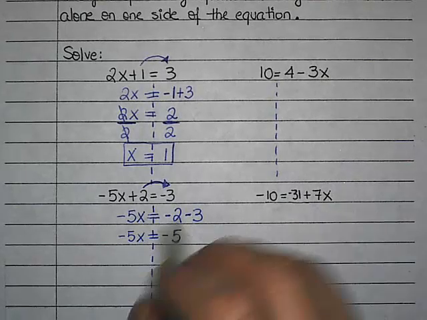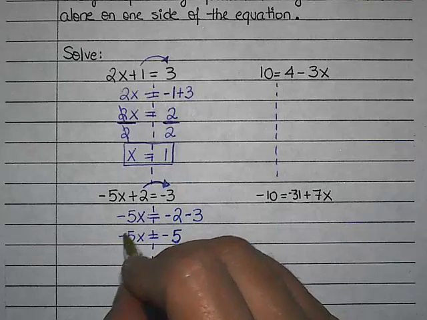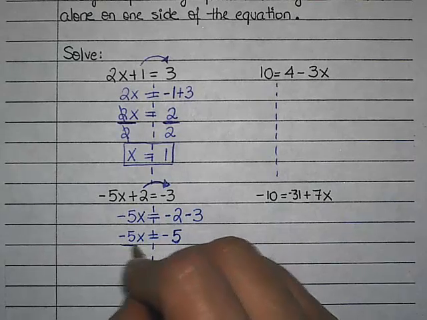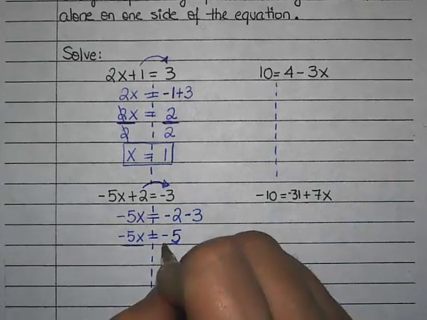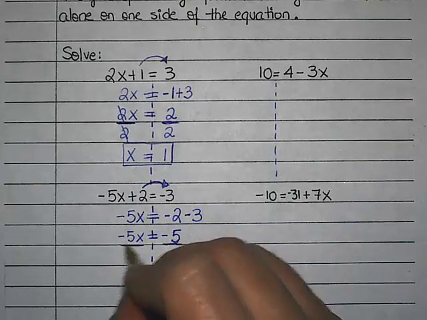Alright, we're getting closer to getting the x alone. All we need to do now is get rid of the negative 5. So at this point, we're going to divide both sides by whatever's in front of the x.